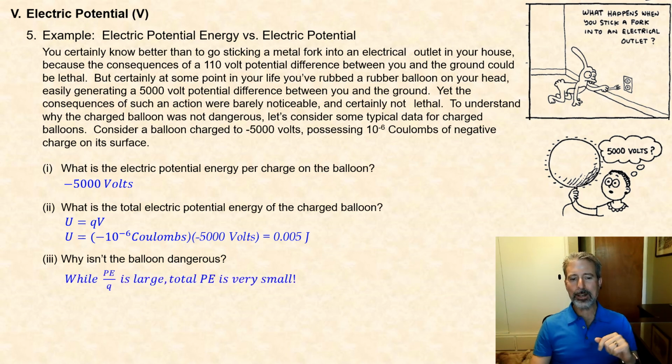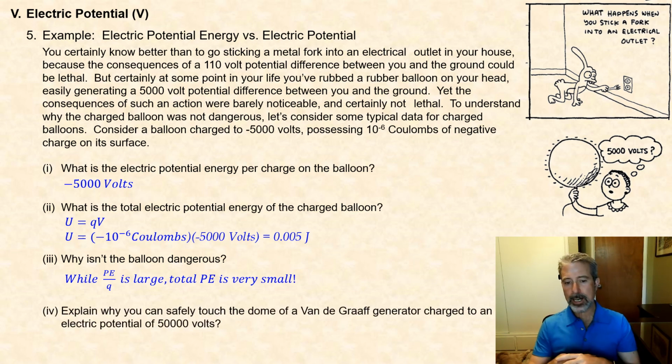While it is true that the potential energy per charge, that is the electric potential, is quite high, that number has a magnitude of 5,000, the total potential energy, 0.005 joules, is quite small. So you can see the difference here between total energy and the potential energy per charge.